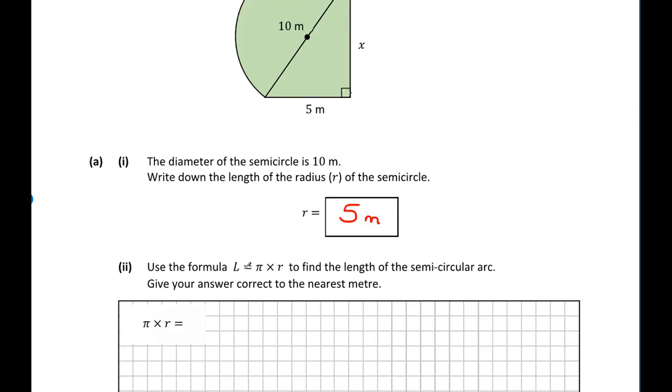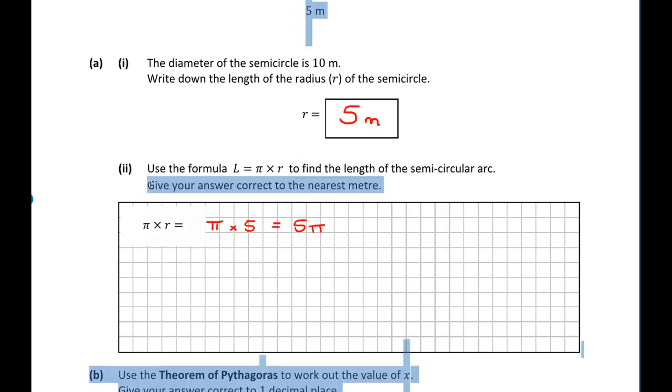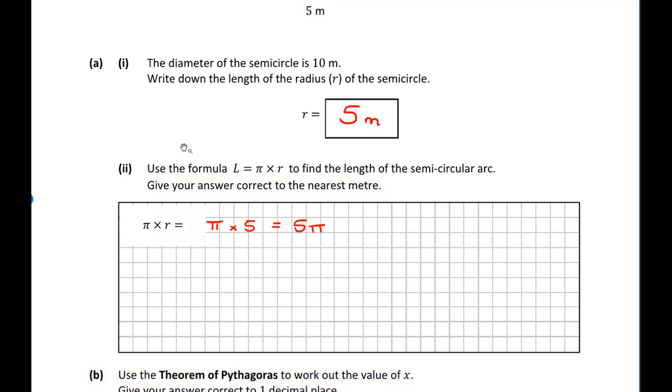Use the formula length equals pi R to find the length of a semicircular arc. All right, so pi R equals, well, it's pi times 5, isn't it? We just figured out R. So that equals 5 pi. Now they did say to us, give your answer to the nearest meter. So they want us to go into decimals then, right? So let's do that. On your calculator, put that in. It's going to be around 15.7, something like that.